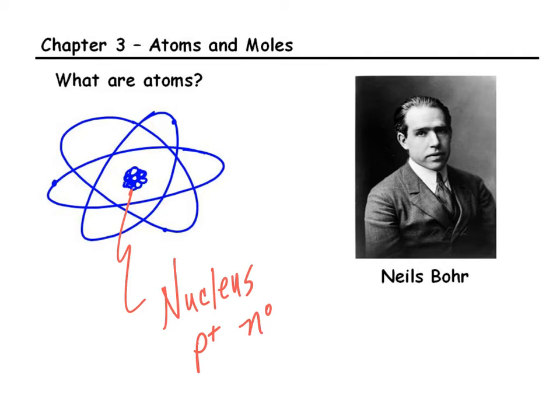Those two particles are about the same size, and surrounding them are these electrons that fly around, and sometimes we say they fly around the nucleus like planets around the sun. And electrons are negatively charged. Sometimes we write e with a minus sign to indicate that.